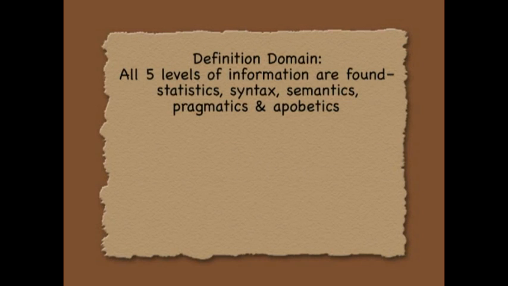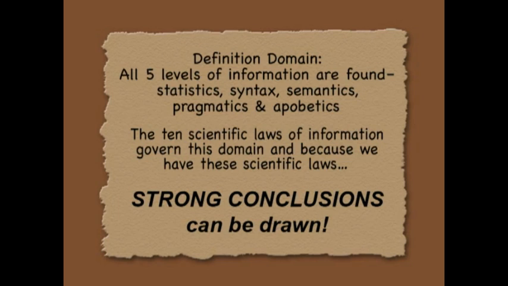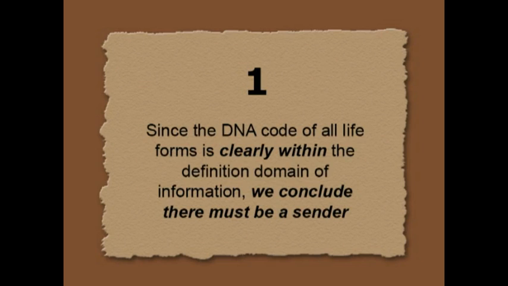Let me come once again to the definition domain. All five levels of information are found: statistics, syntax, semantics, pragmatics, and apobatics. And if we are inside of the definition domain, then we can make very strong conclusions. Let me come to the first conclusion. Since the DNA code of all life forms is clearly within the definition domain of information, we conclude there must be a sender. It is a very important conclusion.